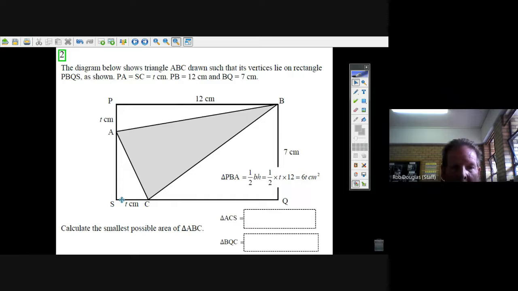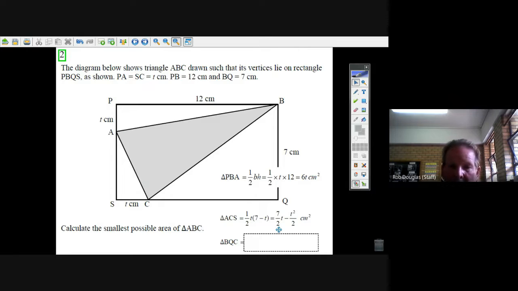Now let's try this triangle ACS, this triangle here. Well, 1/2 T, and now here's something a little bit tricky. We know this whole thing's 7, so this part must be 7 take away the T, and that's the tricky part there. The base is T, times the height, 7 minus T, times 1/2. And there we get something a little uglier. 1/2 T times 7 is 7/2 T. And 1/2 T times minus T is minus T squared over 2. It's square centimeters, but we're going to be working with these variables here.